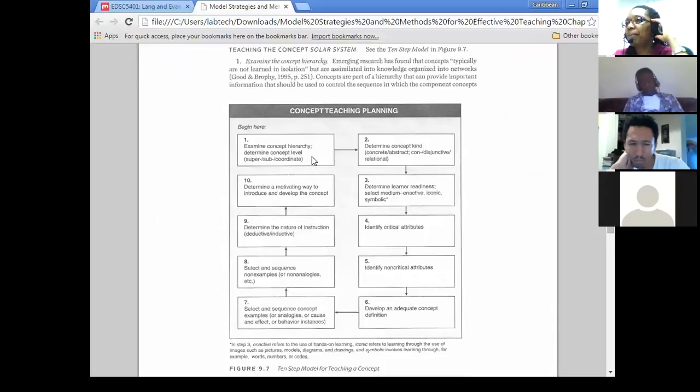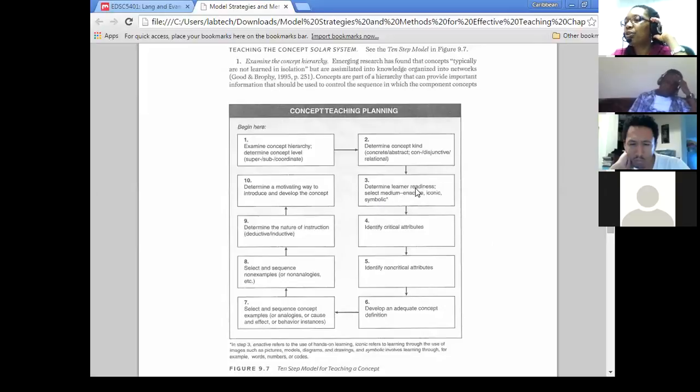A concept map helps you here, and we spoke about superordinate and subordinate and coordinate concepts. Okay? They say you should look to see if it's an abstract concept or a concrete concept, conjunctive, disjunctive, relational, and you want to read that in the chapter. Okay? Determine the learner readiness.